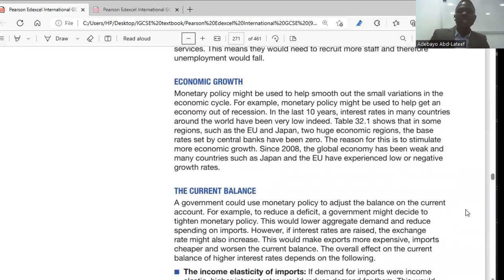Monetary policy might be used to help smooth out the small variation in the economic cycle. For example, monetary policy might be used to help get an economy out of recession. The reason for this is to stimulate more economic growth. The global economy has been weak, so government could use monetary policy to stimulate economic growth. How? Government might reduce interest rate. So if government reduces interest rate, what happens?